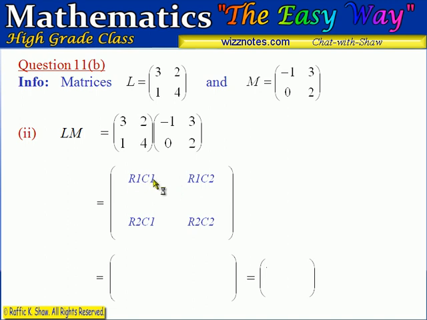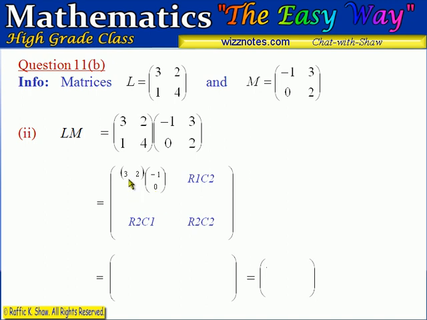And so this element, which is in the first row and the first column, means we have to multiply this first row by this first column. So let's go ahead and show that multiplication. We are multiplying the row 3, 2 with the column -1, 0. That's what we have here.